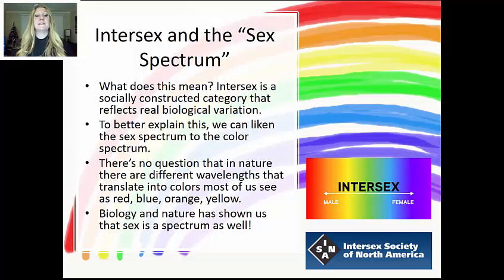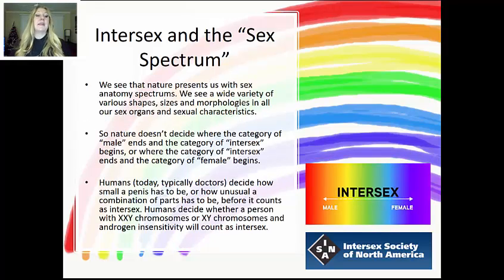We see that nature presents us with sex anatomy spectrums. We see a wide variety of various shapes, sizes, and morphologies in all of our sex organs and sexual characteristics. So nature doesn't decide where the category of male ends and the category of intersex begins, or where the category of intersex ends and the category of female begins. That's not how it works.